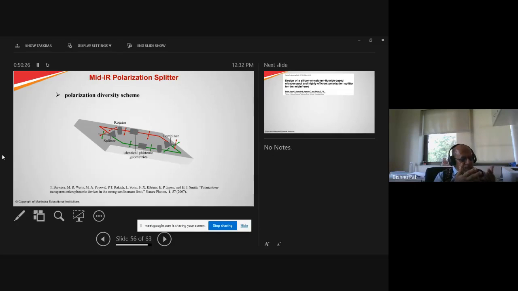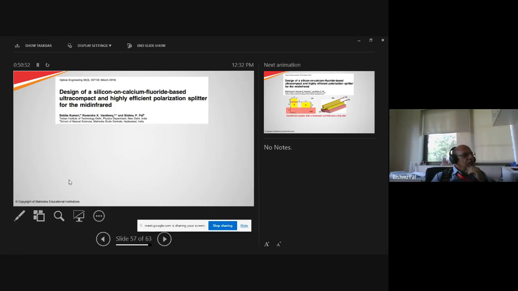the high polarization sensitivity of such components which are required in photonic integrated circuits, somebody has given the jargon, polarization diversity schemes. You need several polarization components like combiner, splitter, rotator, and so on. This is from a paper from 2007. So one of our works was on a silicon on calcium fluoride based ultra compact, highly efficient polarization splitter for the mid infrared, published last year in Optical Engineering.